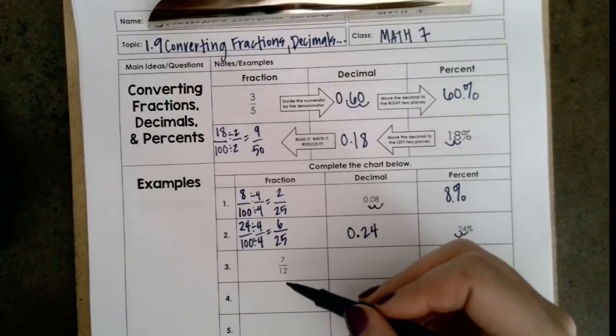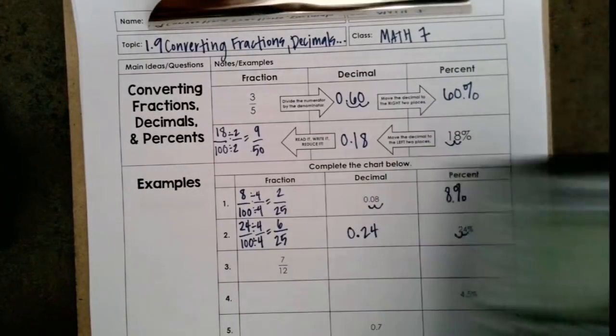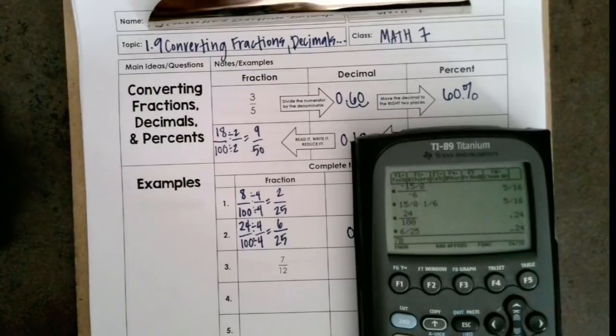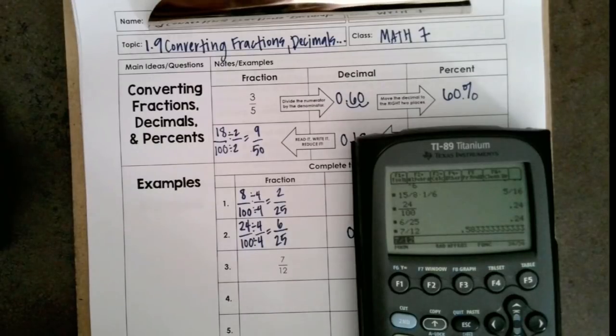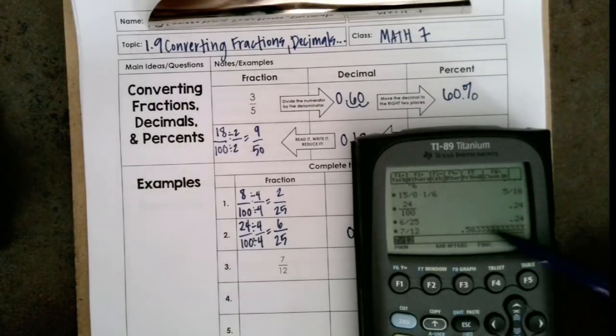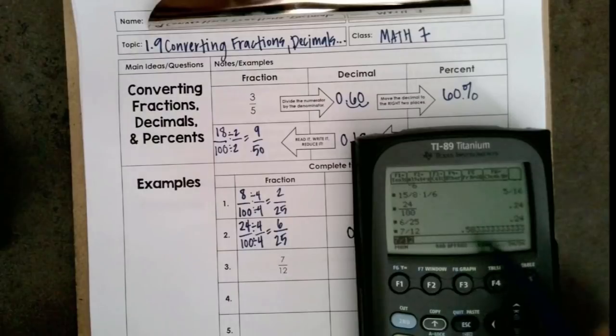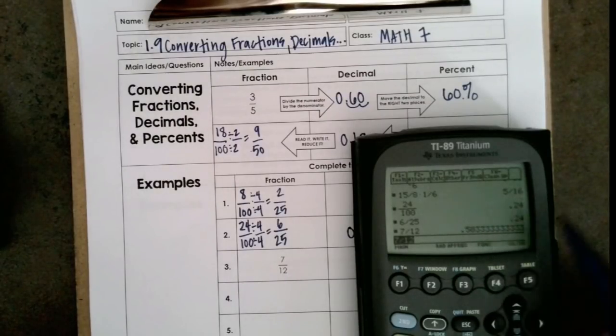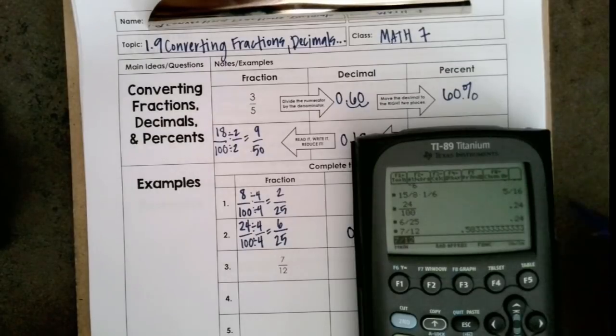Now, 7 divided by 12. That one's a lot easier. We're just going to put 7, hit the division sign, divided by 12, and we'll get our decimal, which is 0.5833333333. If you notice, those 3's, even though they stop here, actually keep going on and on and on and on. They repeat infinitely.